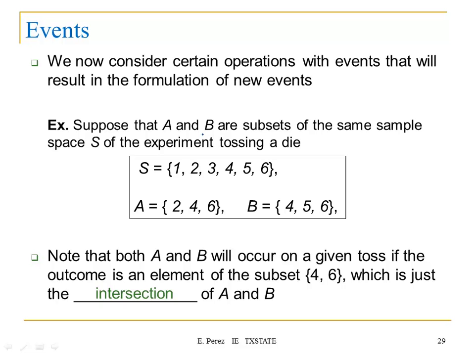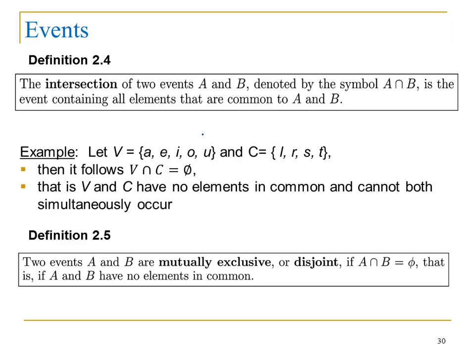Okay, so we can list the intersection of the sets, we can list the elements of the sets, we can list events of the sample space, and so on. Okay, so the intersection is basically the elements that are repeated in both sets. So the intersection of two events, denoted by this symbol, it's like an inverse U, is the event containing all the elements that are common to A and B.